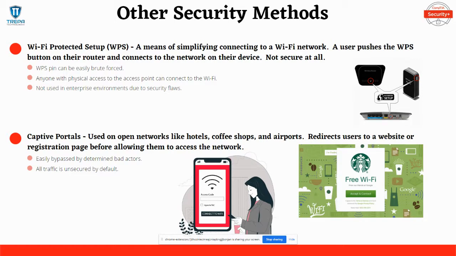Captive portals are typically used in an open network like hotels, airports, or Starbucks, for example, right? Captive portals will make your device authenticate on the network by paying a fee or entering a free passcode or password, right? Captive portals are easily bypassed, and all traffic to the wireless access point is insecure. So if you're using a captive portal as a way to get your customers or your users onto the network, you should be using a VPN on your personal devices to have some sort of security for your data.